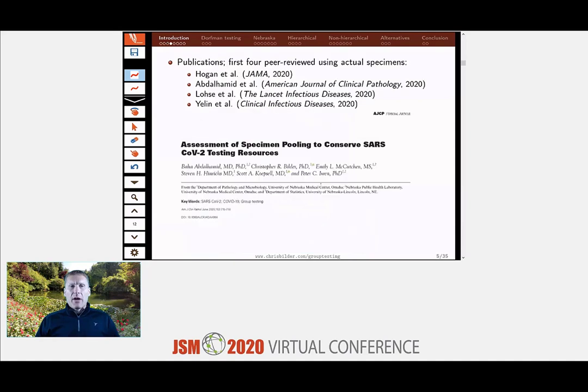There have also been many publications written on group testing applied to testing for SARS-CoV-2. These have been peer-reviewed publications, but especially there have been hundreds of papers posted on preprint servers. With respect to peer-reviewed publications, the first four publications that focus on testing this out on actual specimens are listed here. And we're going to take some time talking about the second paper because I'm a co-author on that.